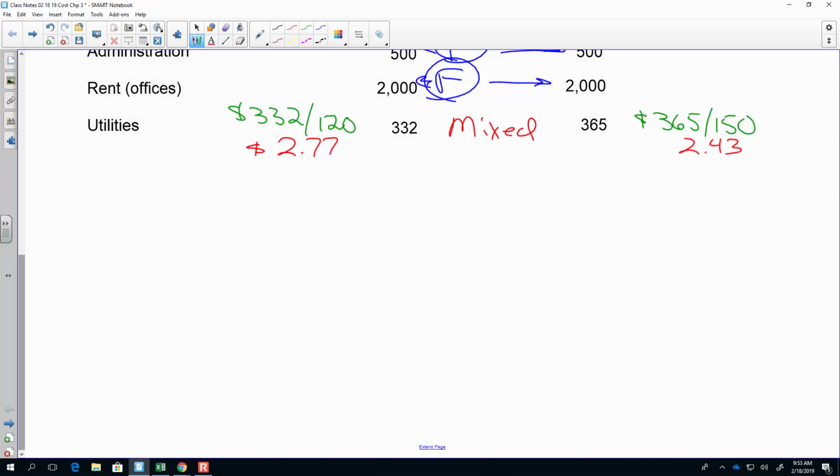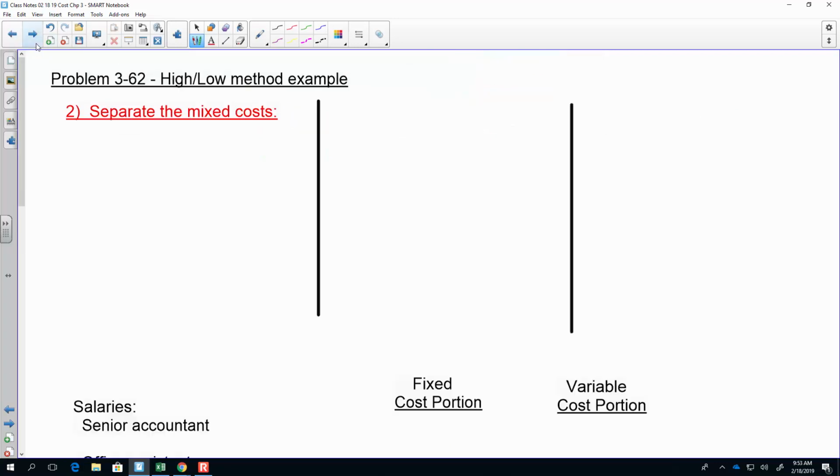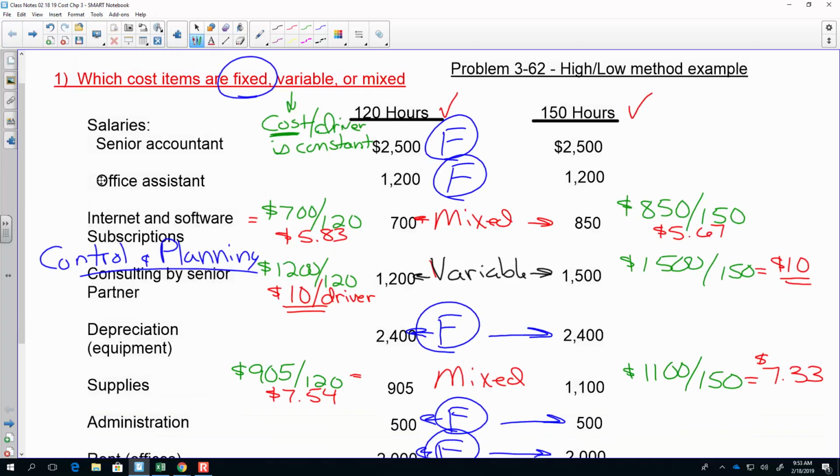So what we just did was classify. Number one, for problem 62, we classified the cost as fixed, variable, or mixed. Now, the problem then wants us for part 2 to separate. Now, I'm not going to do all of them. I'm just going to do one. So the one I'm going to pick is our first mixed cost, which was the subscriptions.